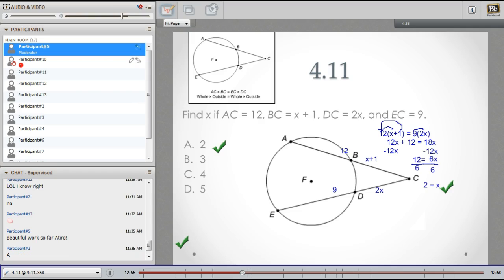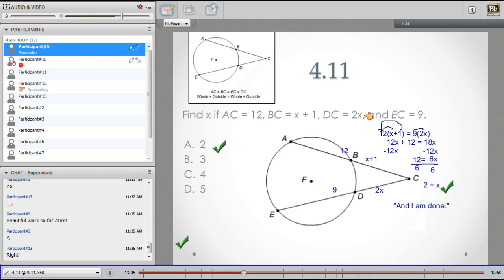And as always, make sure that that's actually what they're looking for, because a lot of times they'll try to trick you, right? And they'll ask you, what is DC? And then you got to go plug it back in. So don't forget that.